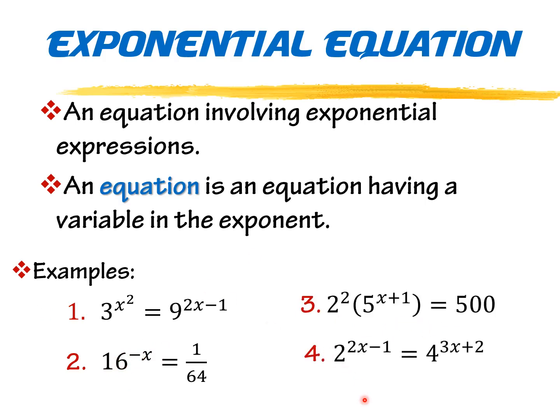And the last one, 2 raised to 2x minus 1 is equal to 4 raised to 3x plus 2, is also an example of exponential equation. So it contains the equal sign. You have here the base. The bases are greater than 0. And your exponent should contain the variables, any variables other than x. Okay?